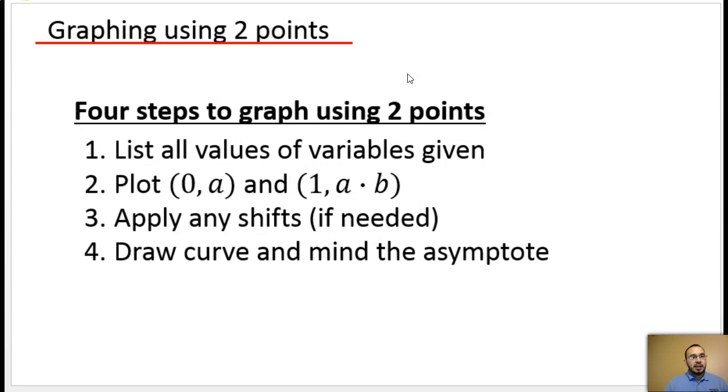So now let's take a look at another example, or actually, here are 4 steps that we use to graph every single one of these exponential values. If we follow these 4 steps, we can graph every single exponential value. Step 1 is to list all the values of our variables. Step 2 is to plot 0 and our a, which is also our y-intercept, and then plot 1 and a times b, which is our second point. We covered 2 very important points. Step 3 is apply any shifts if needed. Sometimes we have shifts, sometimes we don't. And step 4 is draw a curve and mind the asymptotes. So let's keep the asymptotes in mind. We'll see the bigger role they play further on in this lesson.